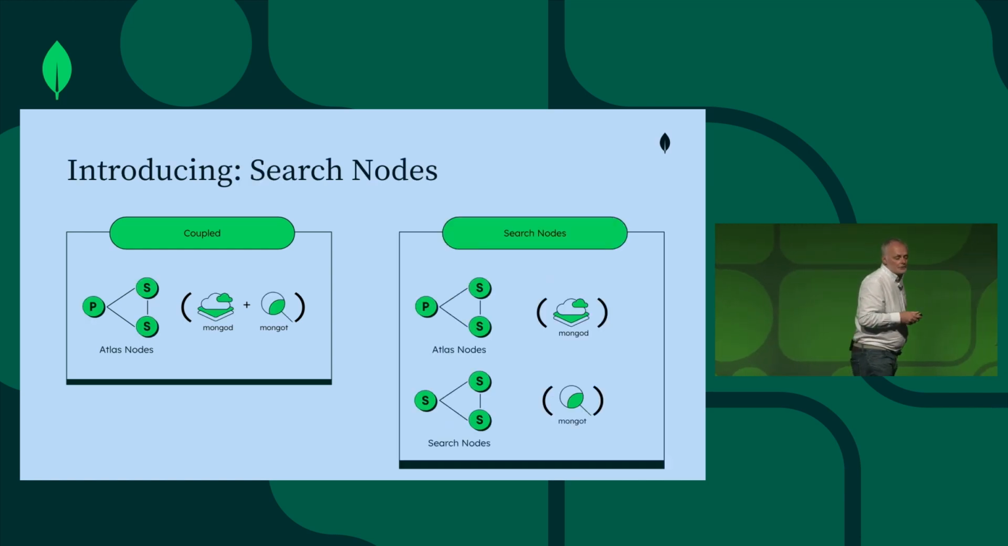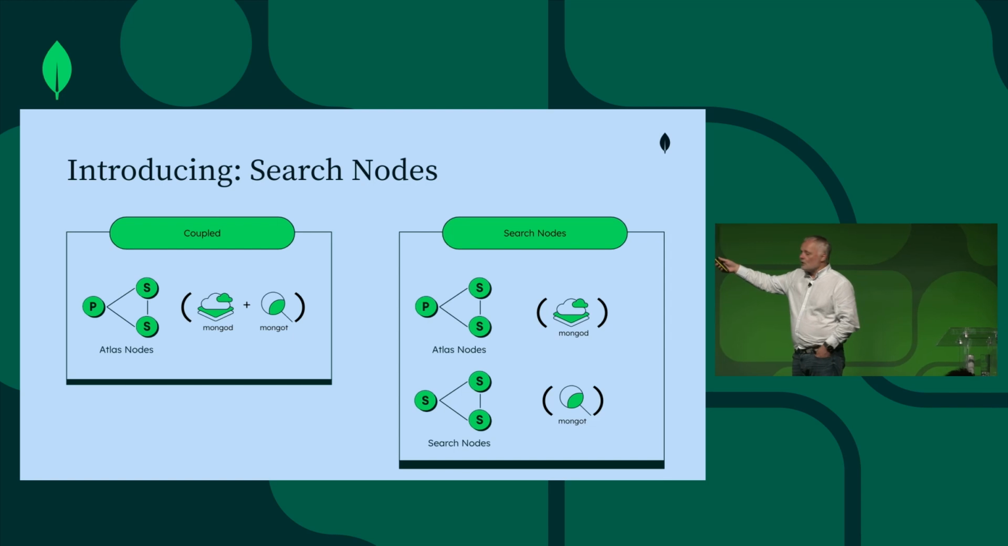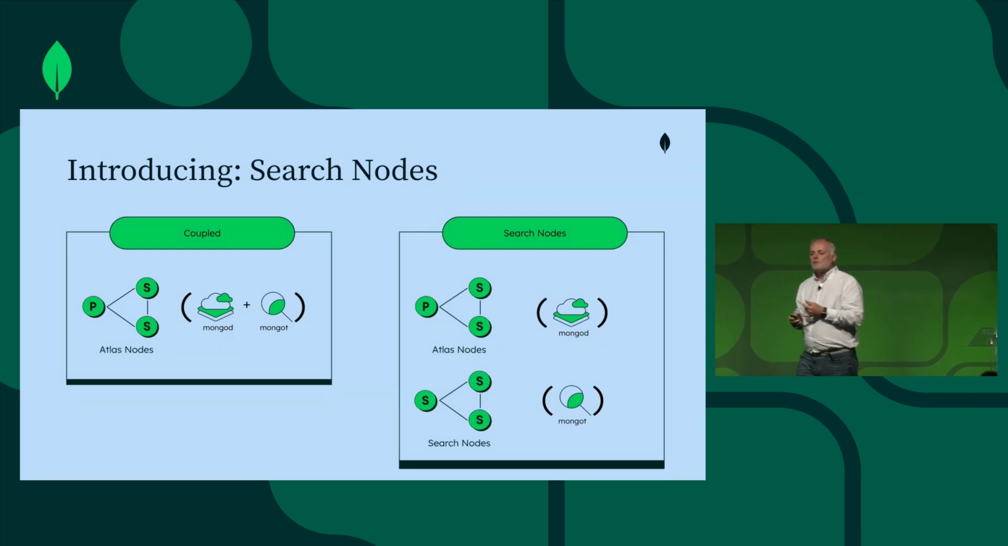So with search nodes, we move from that tightly coupled architecture to having your regular replica set, and on each of those nodes, it just runs the mongod just as it always has done. And then we have an extra set of secondaries, where these secondaries are only there for running your Lucene or your mongot process.